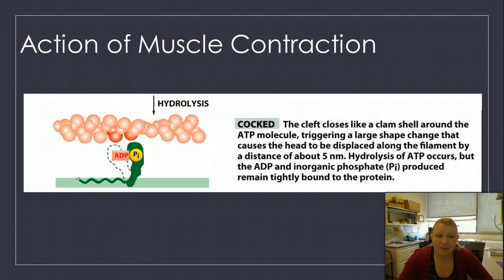So what then happens is this ATP is hydrolyzed by the myosin, but the ADP doesn't come off. It's still there, but it's broken down. What this creates is this cocking motion. So the myosin head's now going to move about 5 nanometers in one direction. So now it's completely shifted in its little shape. And the ADP and the inorganic phosphate are still there.